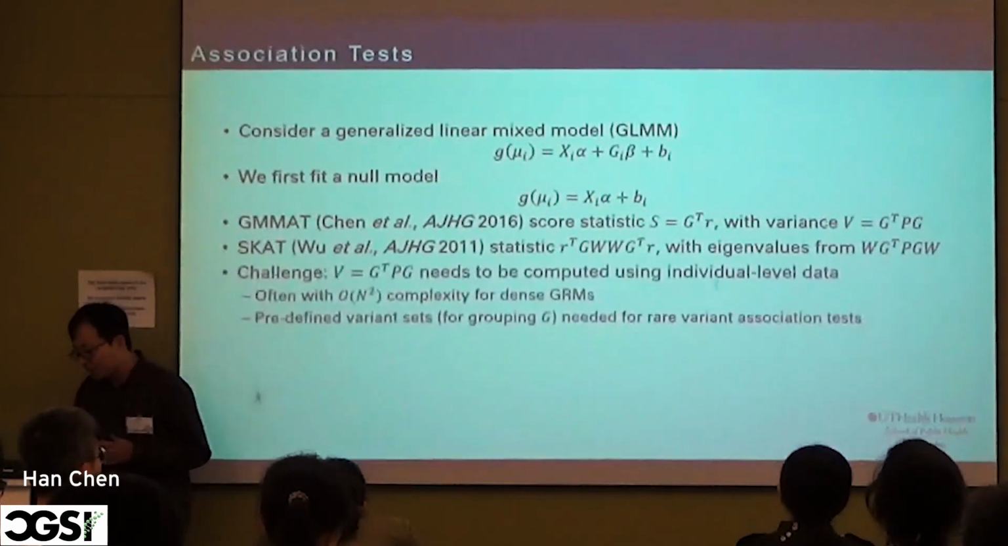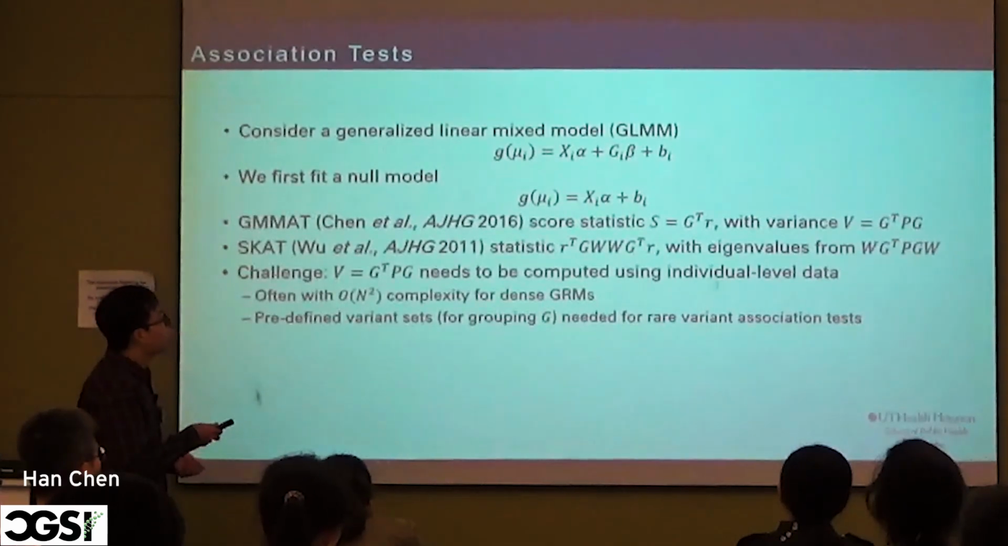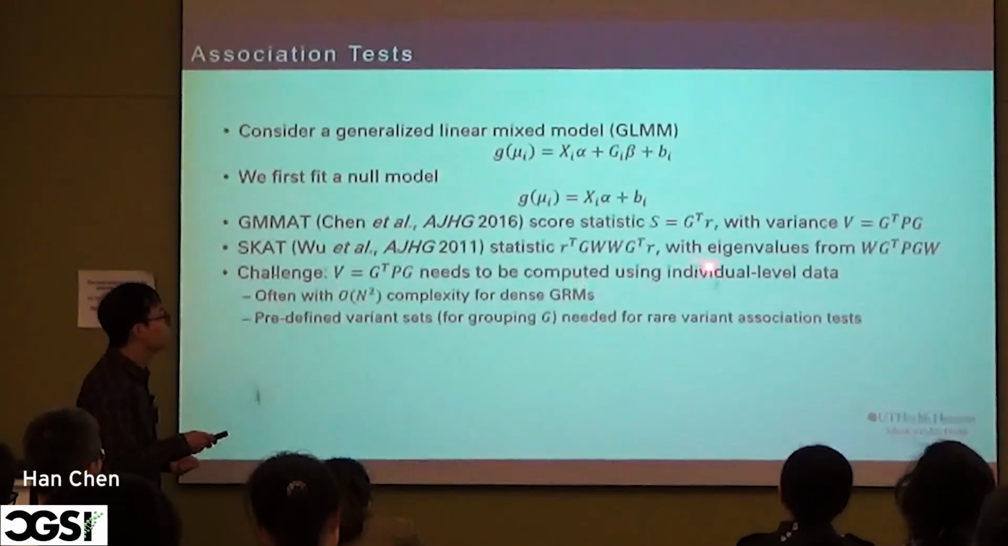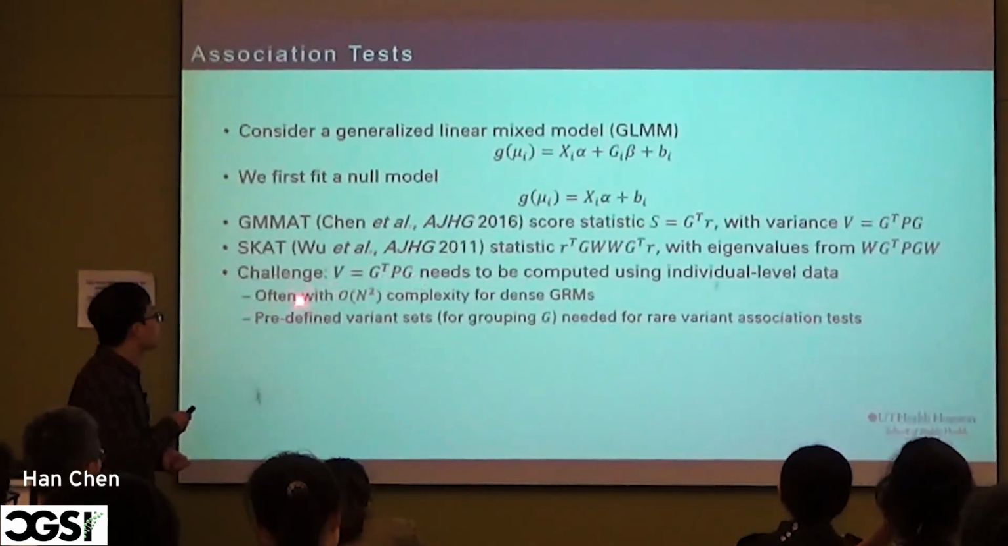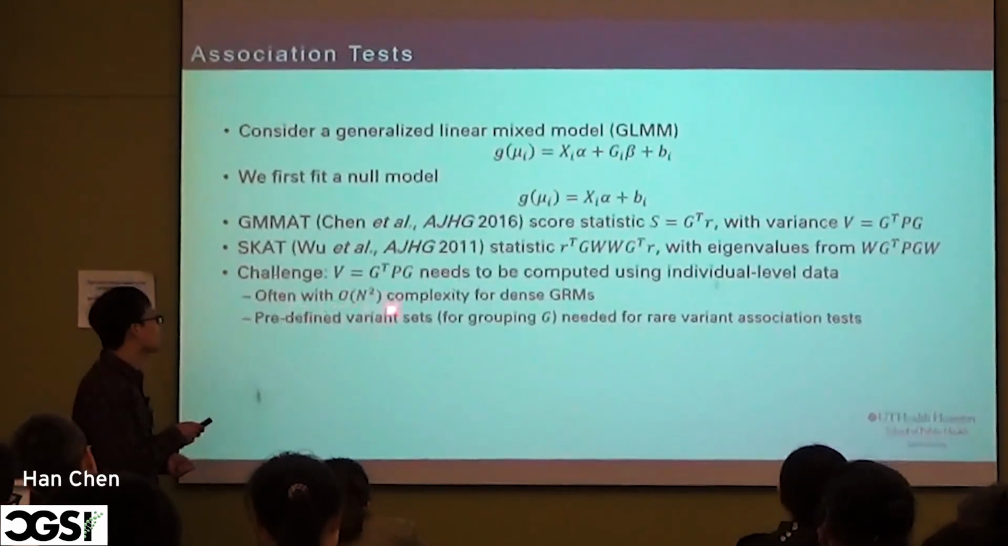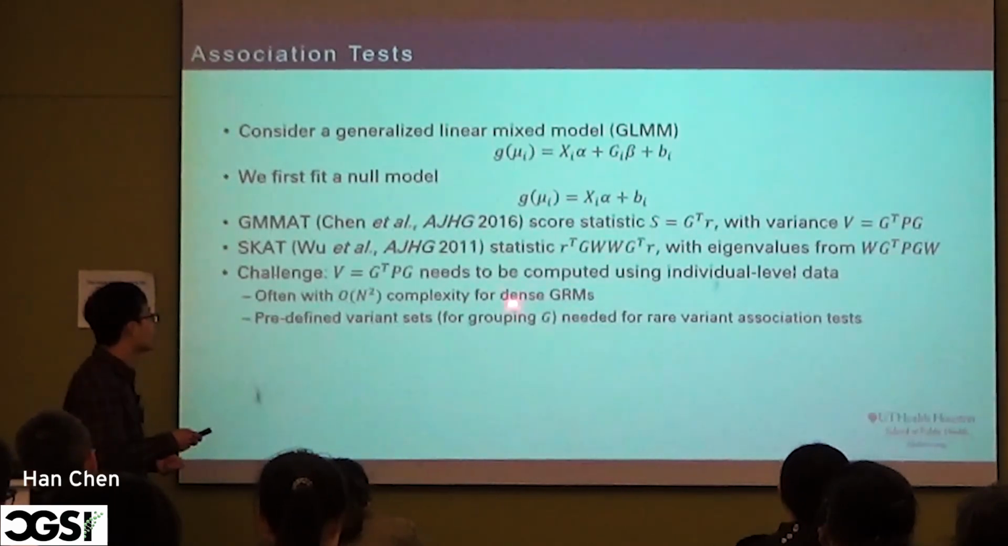So the challenge here is that, in the SKAT framework, we have to define how we want to group G first. So this needs to be computed using individual-level data. And you can see that if P is an n by n dense matrix, this has n squared computational complexity for dense GRMs.